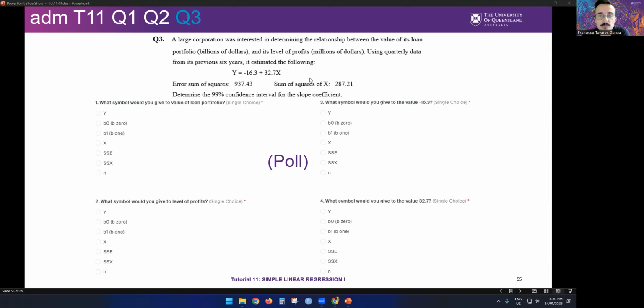In this case, the slope, well, first, let's focus on our poll. I have one answer out of 13. I'll give you guys another minute.